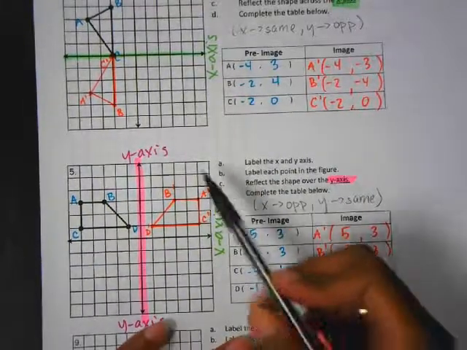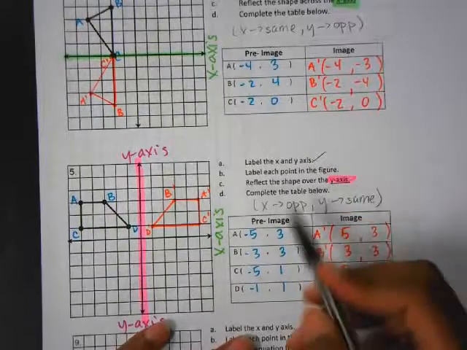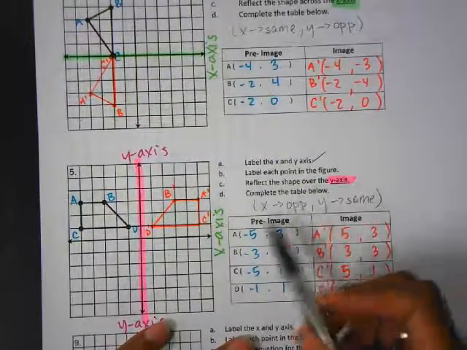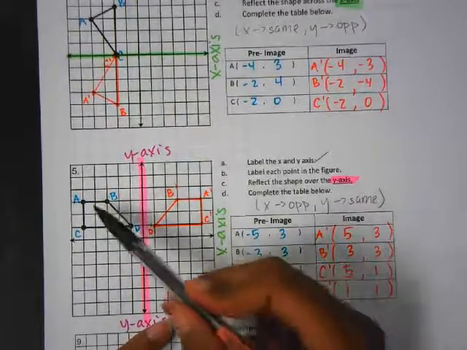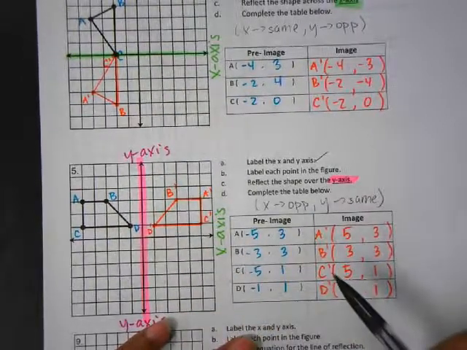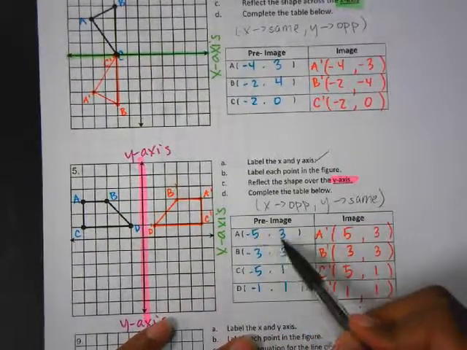Next one, label the x and y axis. Here's my x-axis, here's my y-axis, so I did it. Label each point in the figure. Since this is a quadrilateral, we have points A, B, C, D, and I decided to name them in this order. Once I named them, I found the coordinate for each one of them.